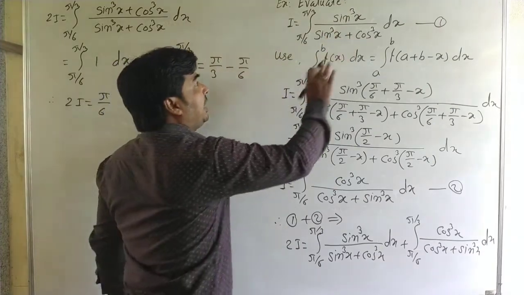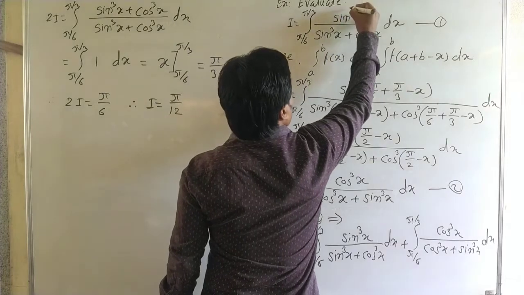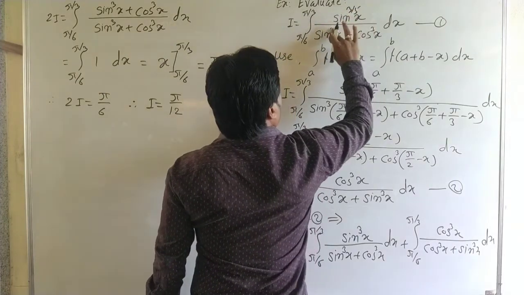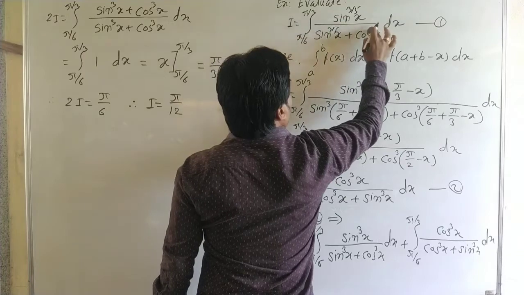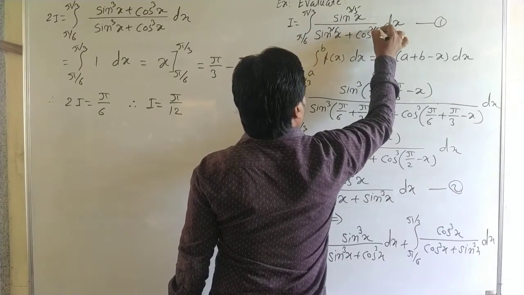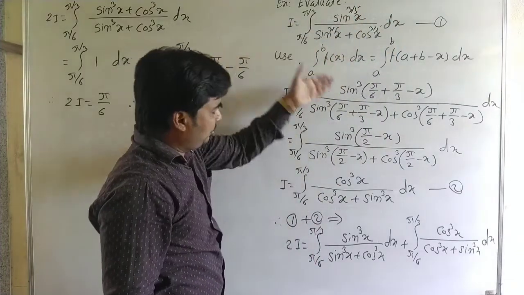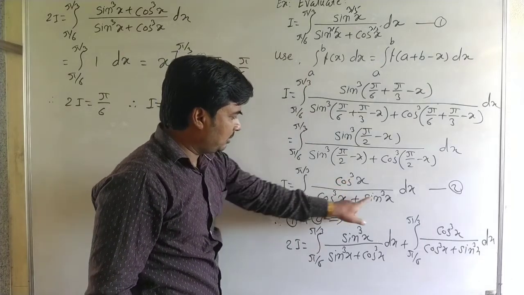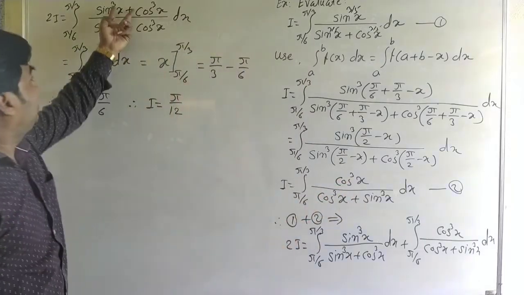Take any power. Here we can write it as 3 by 5. Take any power. Here it is 3 by 5. Then after using the property, here it is power 3 by 5, and again both cancel.